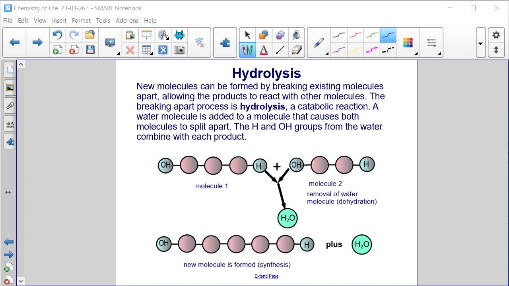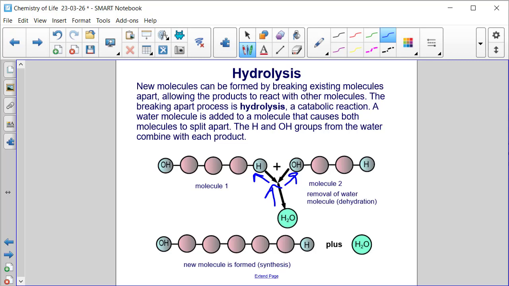Hydrolysis is the opposite of the dehydration synthesis process that we talked about previously and that you see on the screen here. New molecules can be formed by breaking existing molecules apart. So if we take this water and we break it apart this way, we form two new molecules. The breaking apart process is hydrolysis, a catabolic reaction.